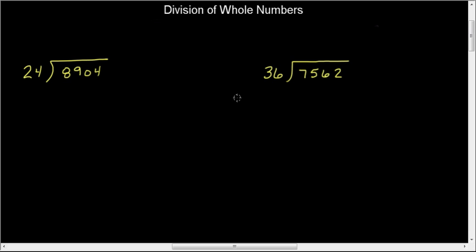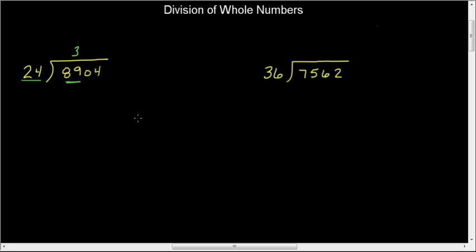Alright, so now we have 2 digits out front, but we're still going to ask ourselves the exact same questions. We're going to say, how many times, in this particular instance, does 24 go into 8? Well, 24 doesn't go into 8. So we have to look at the first 2 digits. How many times does 24 go into 89? This might take some calculations, but if you work it out, it will go in there 3 times.